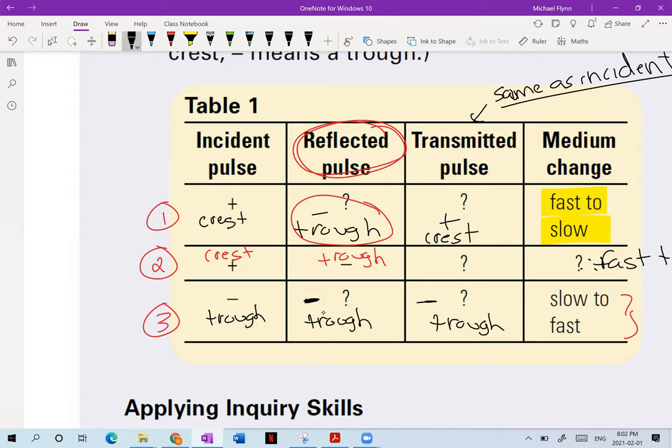Now, by the way, I forgot to fill in this box here. So in case number two, the transmitted pulse must be the same as the incident pulse. So it's also a crest. All right, so you get the idea? That's how you do question one. So there, we did it together. Now look at question two.